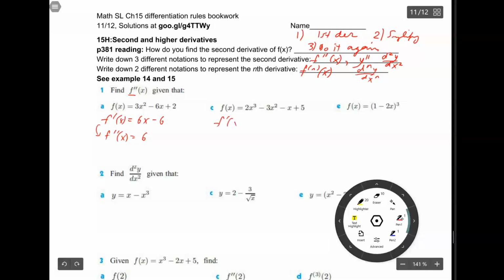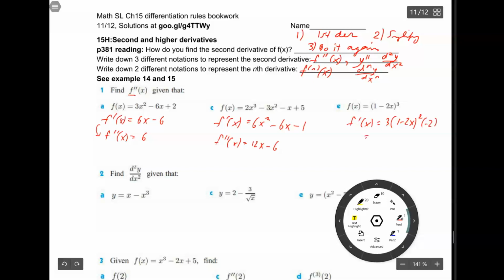Let's do C. The first derivative of this is going to be 6x squared minus 6x to the first minus 1. The second derivative would be 12x minus 6, right? E. First derivative would be, we're going to have to use chain rule here, 3 times (1 minus 2x) squared times negative 2, because we did the chain rule of the inside of that.